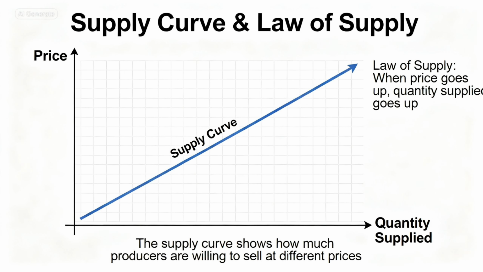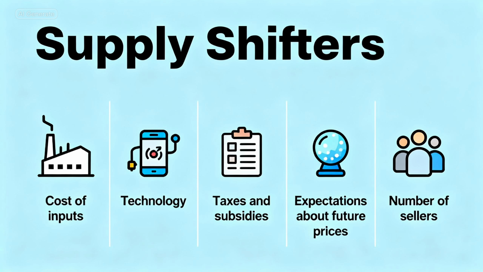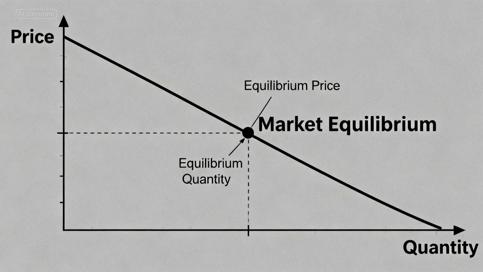Supply. The supply curve shows how much producers are willing to sell at different prices. It follows the law of supply. When price goes up, the quantity supplied goes up. Supply shifters are cost of inputs, technology, taxes and subsidies, expectations about future prices, and number of sellers. Where the two curves intersect, we get market equilibrium, the price and quantity the market naturally moves towards.